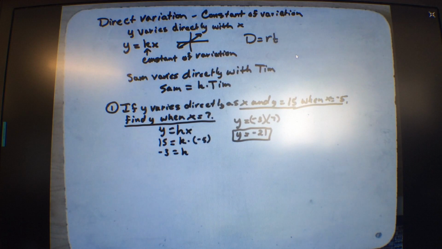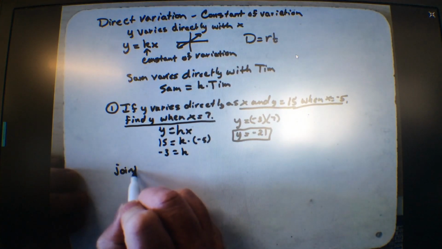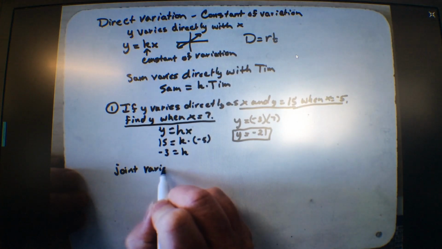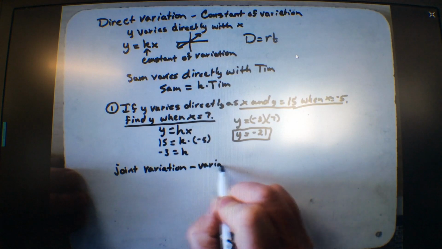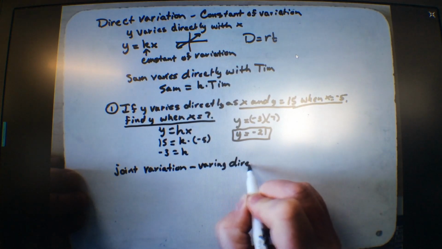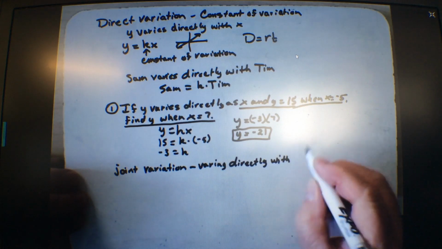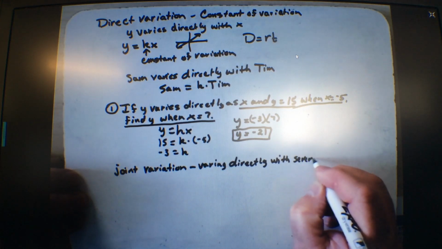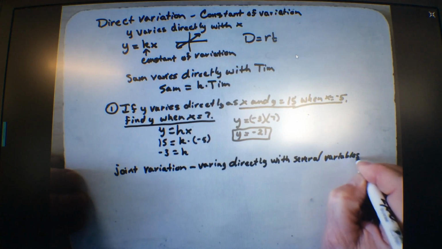All right. Now, we also have what we call a joint variation. A joint variation. Write that down. A joint variation is when we're varying directly with several variables. Okay?